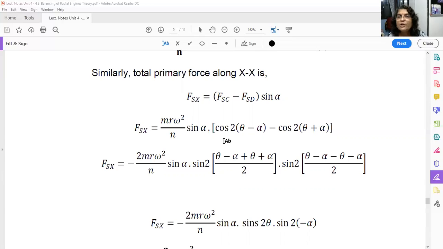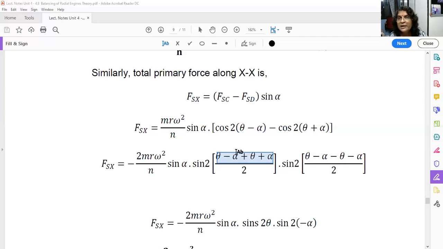Okay. Now again you have to apply here the equation, that is cos A minus cos B. So you know it is 2 sin (A plus B)/2 into sin (A minus B)/2. Now see, this mr omega square upon n will be as it is. It's minus sign for sin. So minus 2 mr omega square upon n into this sin alpha as it is. And now it is sin (A plus B)/2, that is theta minus alpha plus theta plus alpha by 2, into sin (A minus B)/2, that is theta minus alpha by 2.